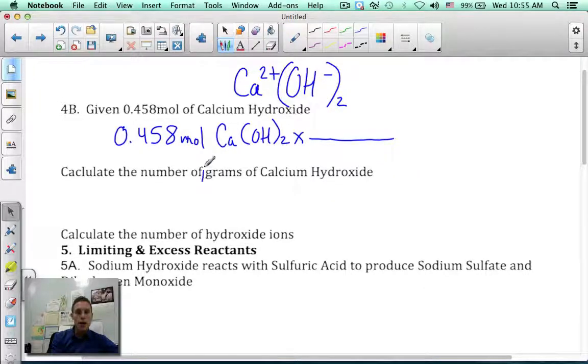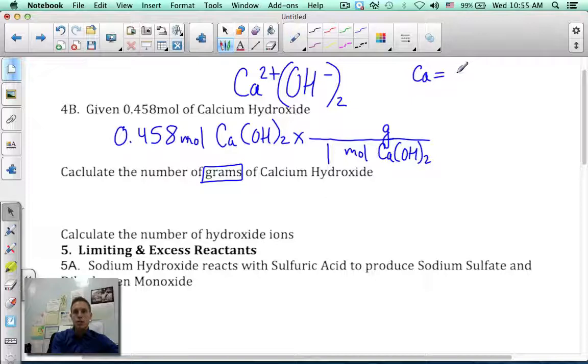What do I desire? I desire grams. So I put grams up top. What am I getting rid of? I'm getting rid of moles. So I put moles on the bottom. Moles of what? Moles of calcium hydroxide. I could put grams of calcium hydroxide, but I already have moles per gram, so it's kind of understood that this is grams of calcium hydroxide. For every 1 mole of calcium hydroxide, how many grams do I have? I don't know. So I need to figure out the molar mass.